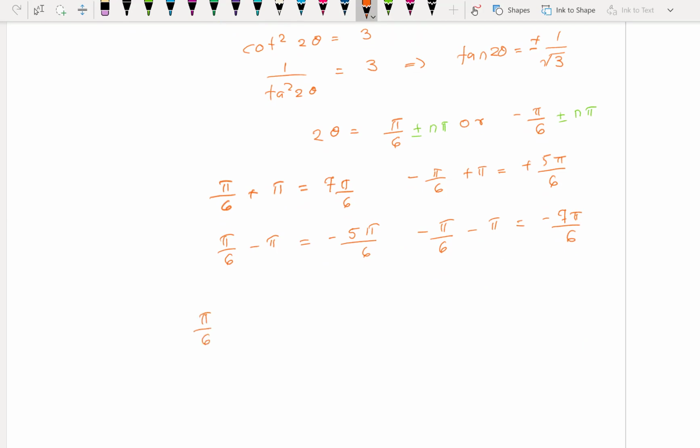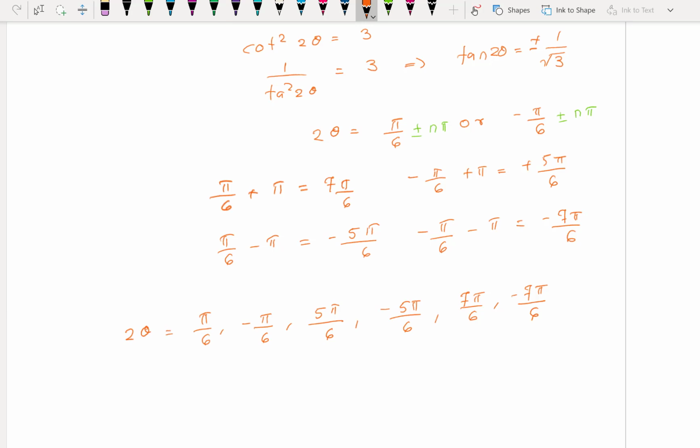Pi by 6, minus pi by 6, then 5 pi by 6, then minus 5 pi by 6, 7 pi by 6, and minus 7 pi by 6. Is that okay, Amrita? These are the possibilities for our 2 theta, Amrita.